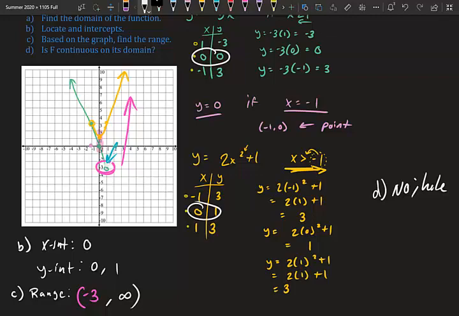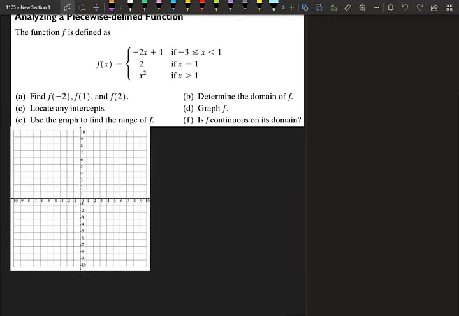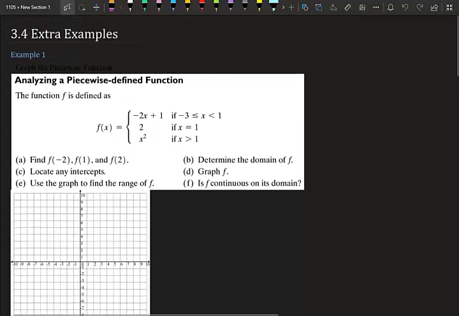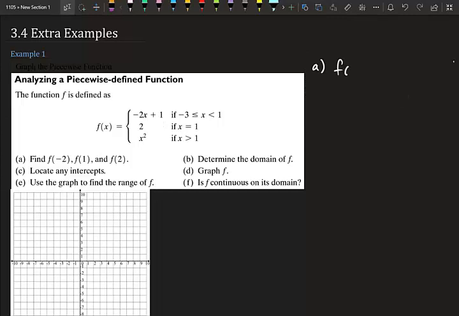Okay. All right. It's telling us to find a bunch of stuff and then graph it. So you know how in the previous examples we were graphing and then finding out the stuff about it? We're going to do it the opposite way now. So we're going to find out stuff about this and then we're going to graph it. Part A, I'm going to do it up here just because I need the space. So part A wants us to find f of -2. It wants us to find f of 1. And it also wants us to find f of 2.